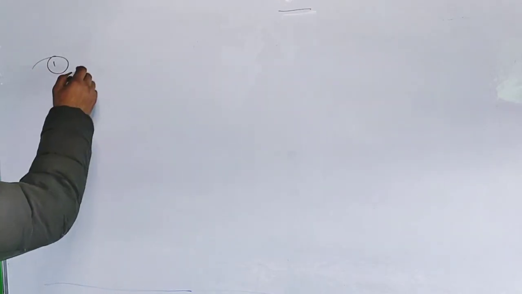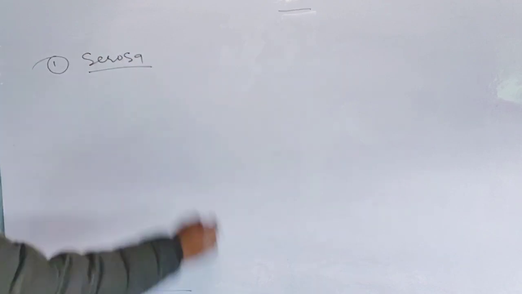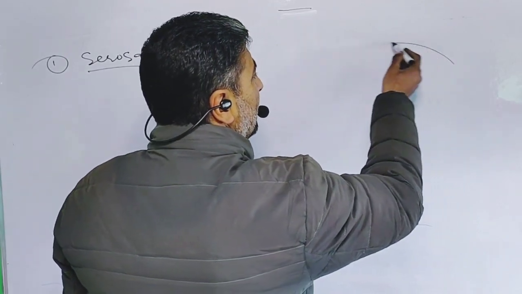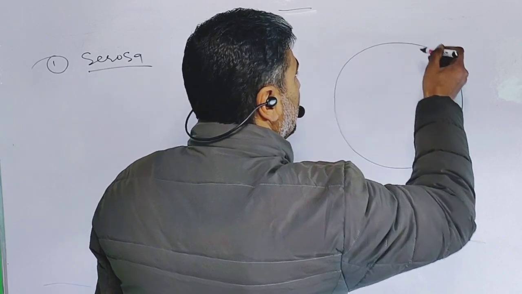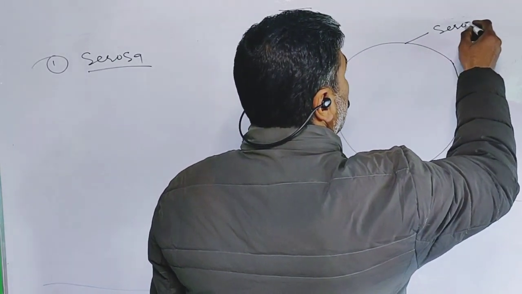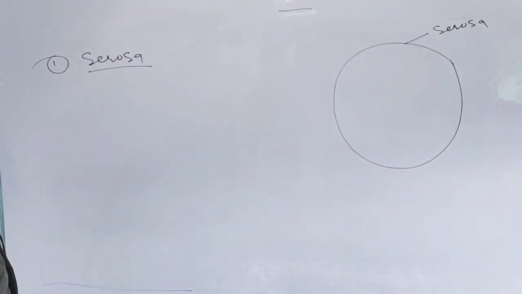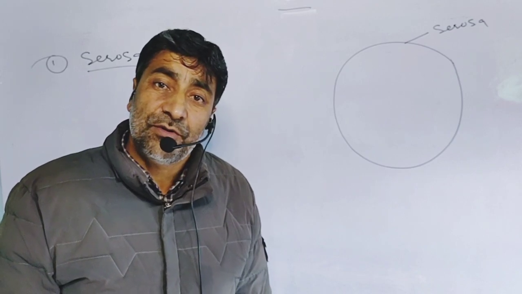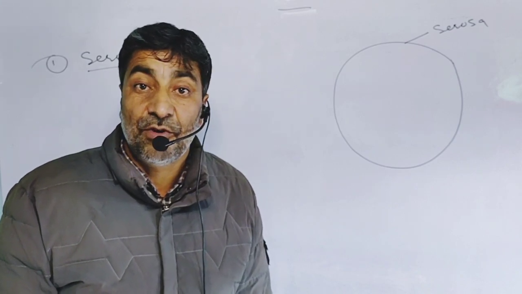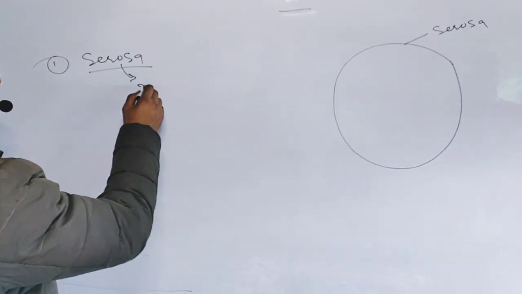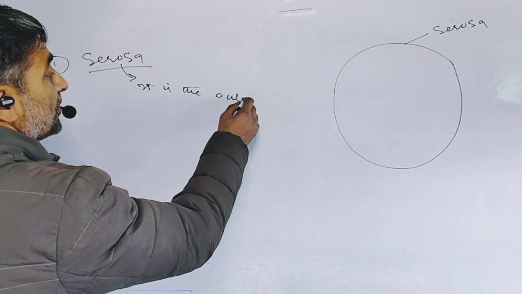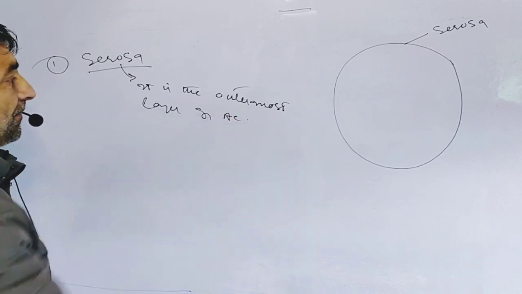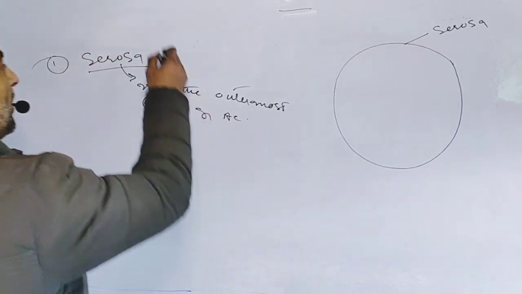Shabash, number first, serosa. Suppose if we draw here the transverse section of gut. Suppose this is serosa. What is serosa? Serosa is the outermost coat of alimentary canal. Outermost layer of alimentary canal. It is the outermost layer of AC. Okay. Serosa. It is also called as peritoneum.